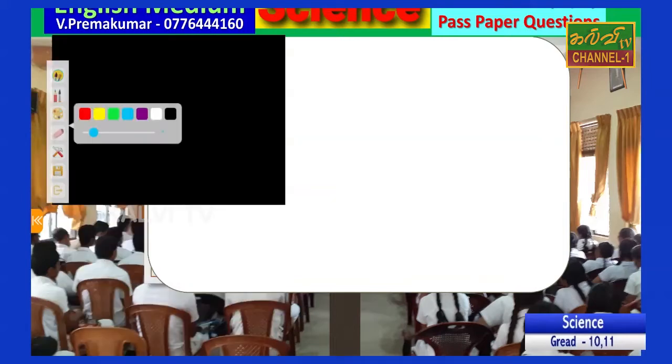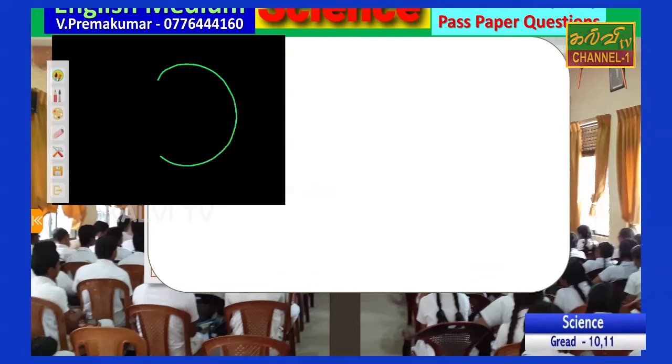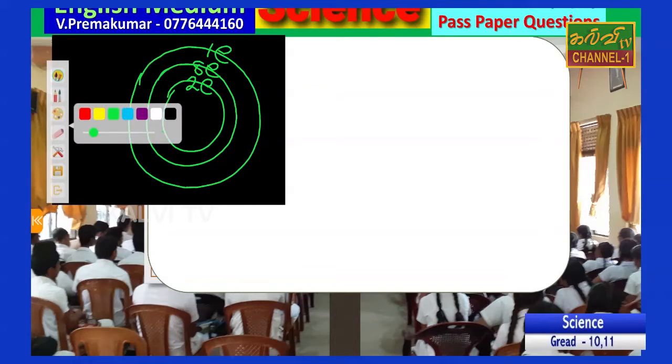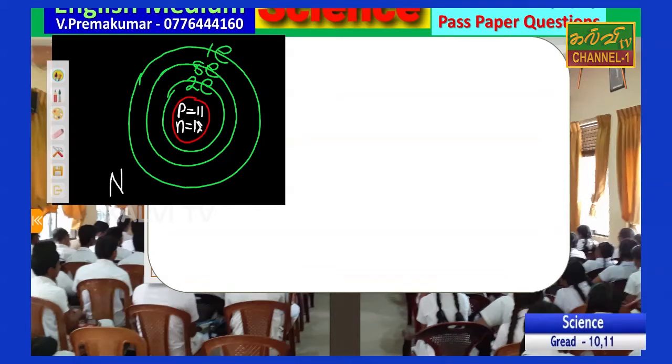Here I would like to draw the atom with orbits. These are the orbits, with 2 electrons, 8 electrons and 1 electron outside. Inside we can find 11 protons and 12 neutrons. This is for sodium, right?